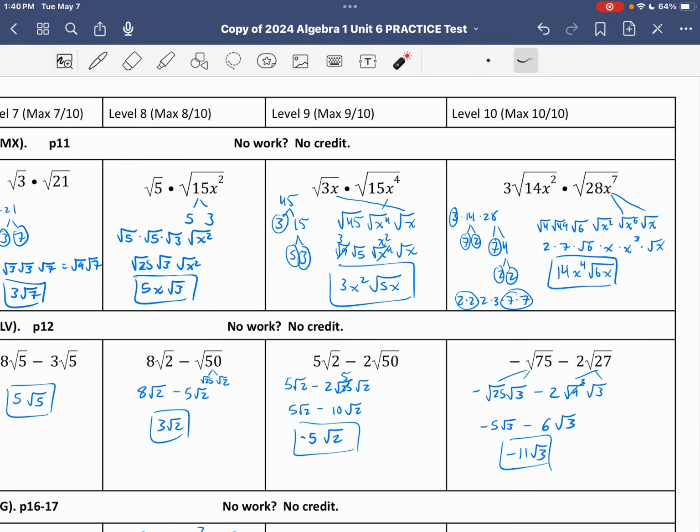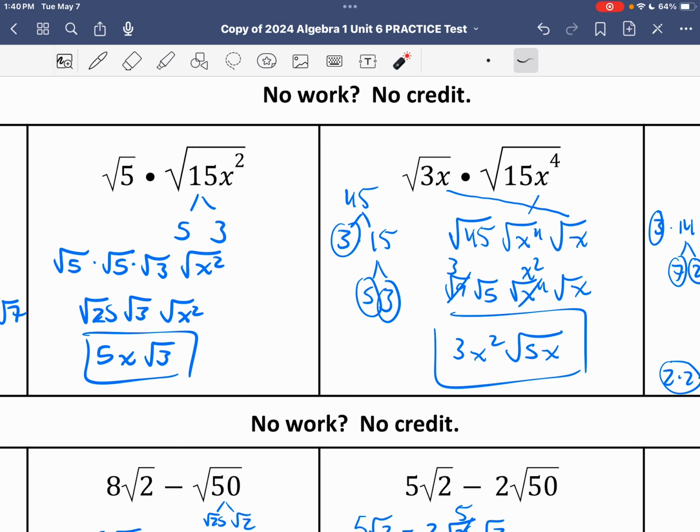We'll do the level 9 right here. Actually, let's do 8 and then 9. Okay, so I can see that instead of multiplying the 5 and the 15 together, I broke this one up to a 5 and a 3. And the reason why I did that is because I wanted to see all of them multiplying together to see if I can find a perfect square out of one of those. Because there's 2 5s, that's going to make a perfect square. It's going to make a square root of 25. And so I multiply those together, but I leave the 3 out.